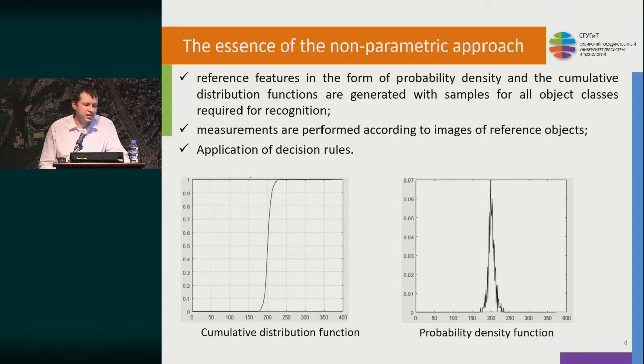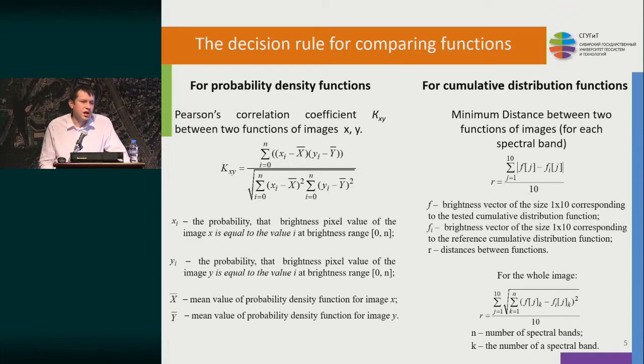the form of probability density, which will show you a probability of finding a pixel of a certain size. And the cumulative distribution function is derivative of distribution. And values are positioned between 0 to 1. So it's important to collect an optimum criterion. Application of decision rules.